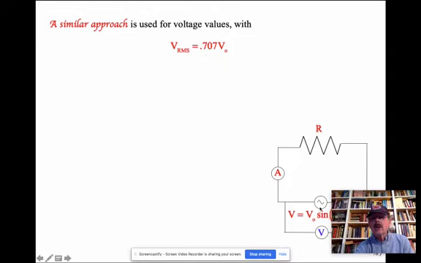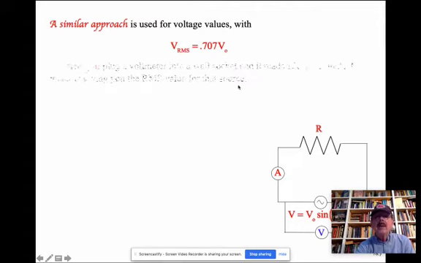By the same token, similar kind of thing with voltage. The voltage across here, if you put a voltmeter across here, what's it going to measure? Okay, it's going to give you a single value. What's that value going to be? It's going to be the value of the DC source that would provide the same amount of power to the circuit that the AC source is providing. And that's also going to end up equaling 0.707 of the amplitude of the sine wave.